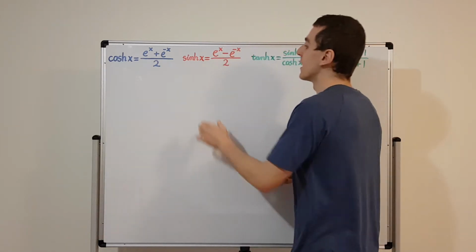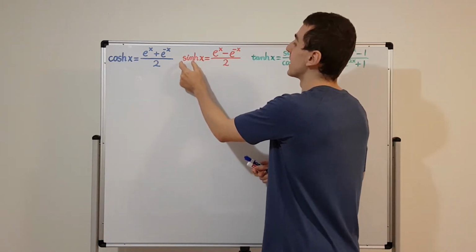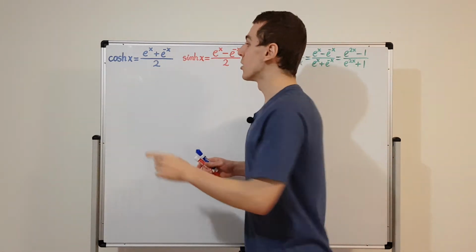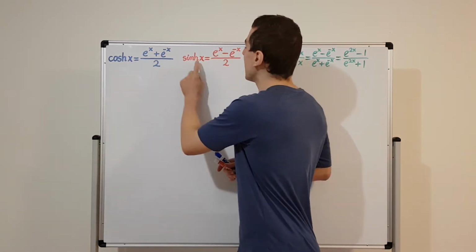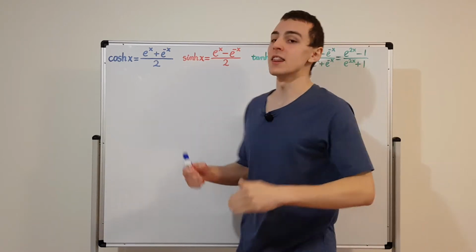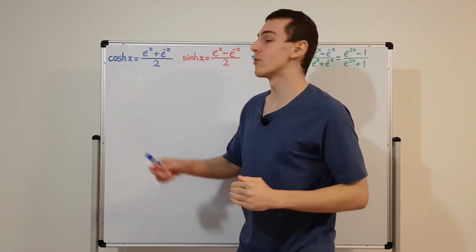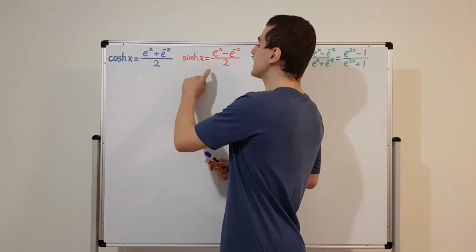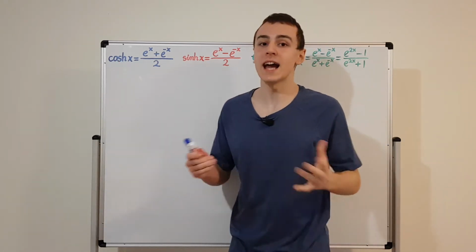You can see that the notation over here is analogous to the notation for trigonometric functions. The only difference is we add an h over here, and that h signifies that we're dealing with the hyperbolic versions of trigonometric functions. We can also take these guys and define hyperbolic tan.